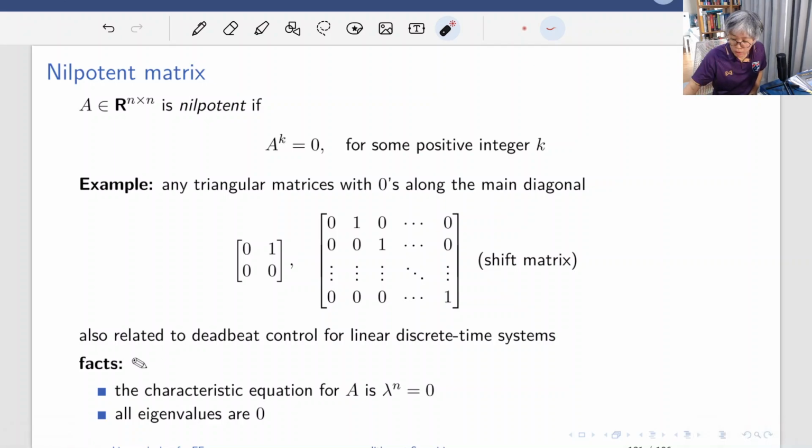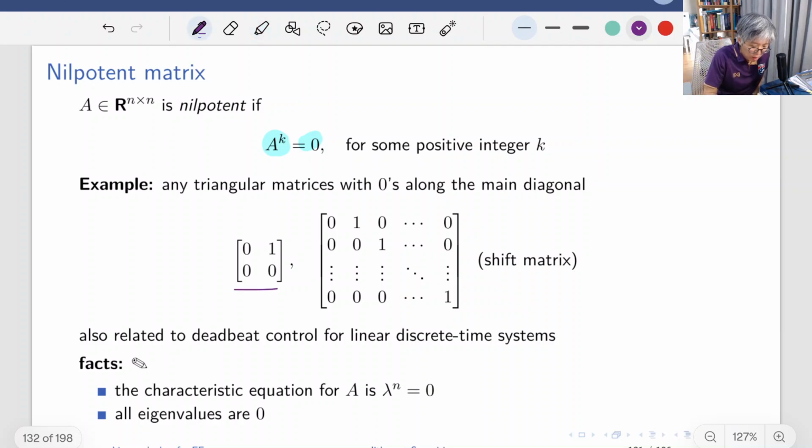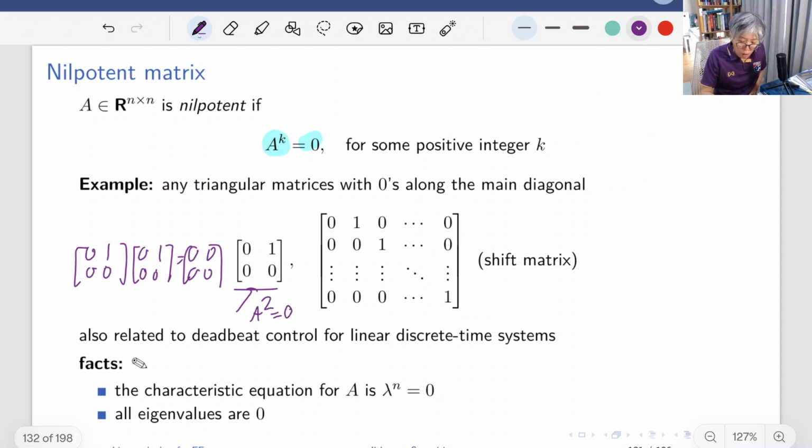A Nilpotent matrix is a matrix where some matrix power of A turns out to be an entirely zero matrix for some positive integer. Let's see, for example, this matrix A: 0, 1, 0, 0. If you square it, it's going to be 0, 0, 0. So in this one, A squared equals 0. This one is called a shift matrix.